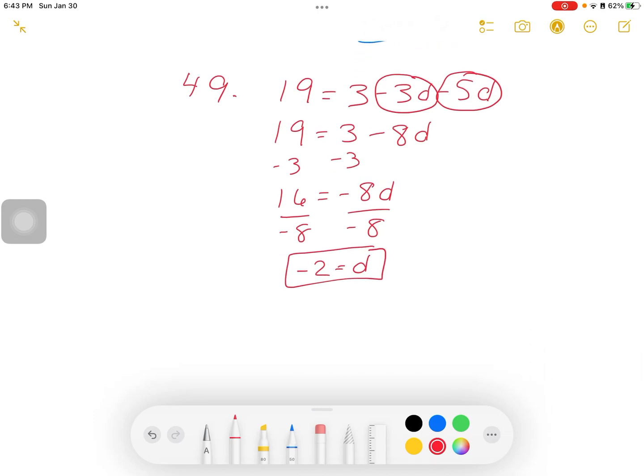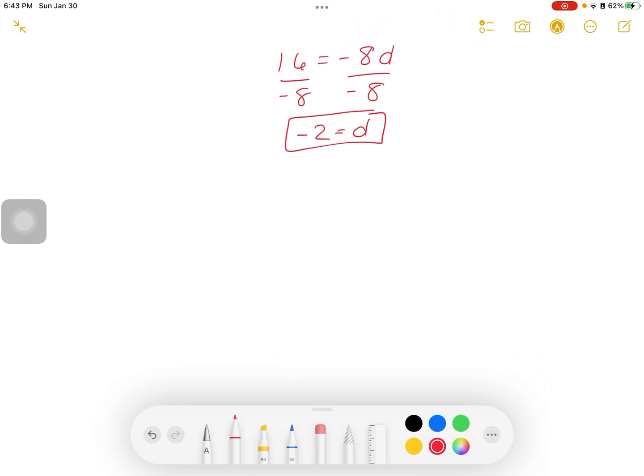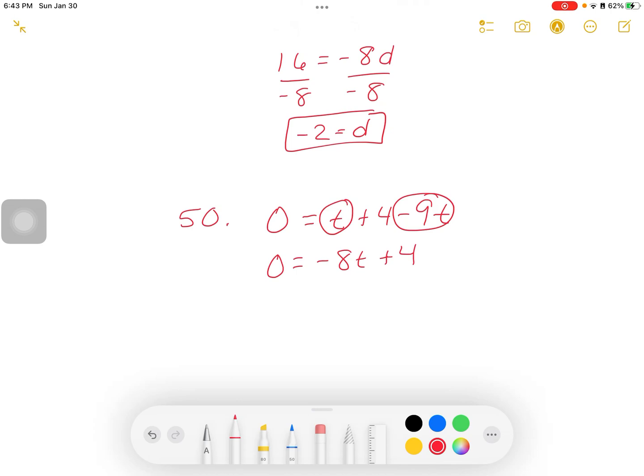And again, to check that, I do 3 minus 3 times negative 2 minus 5 times negative 2. And if I get 19, I know that I'm correct. Okay. Last one was another one equal to 0, which is t plus 4 minus 9t. So if I combine the t and the negative 9t, I get 0 equals negative 8t plus 4.